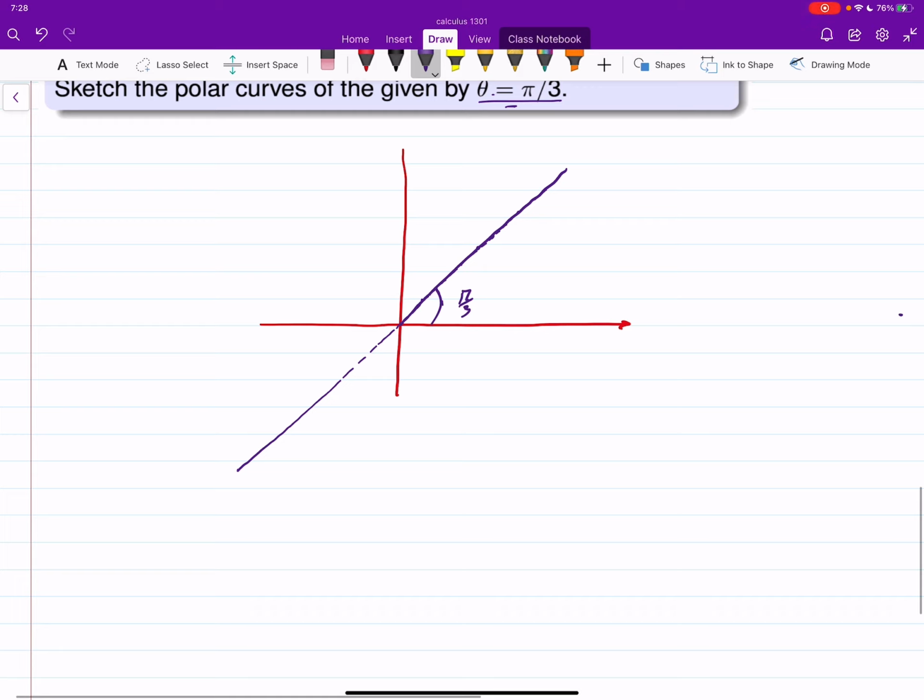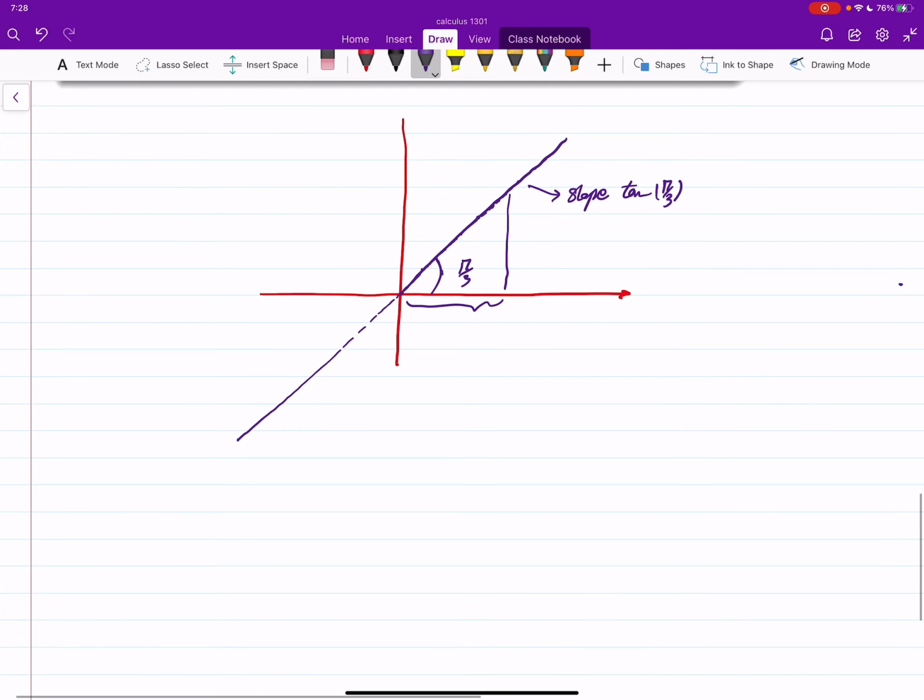This gives us a straight line. If this is pi over 3, the slope of the line is tan of pi over 3. So y over x is tan pi over 3 for the slope, which in this case is basically root 3 as the slope.